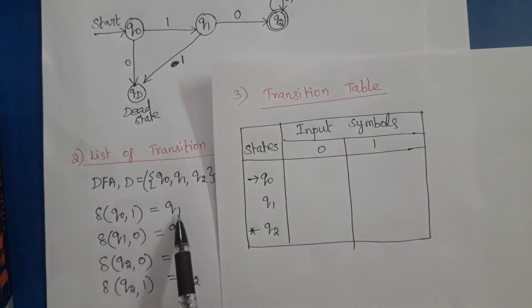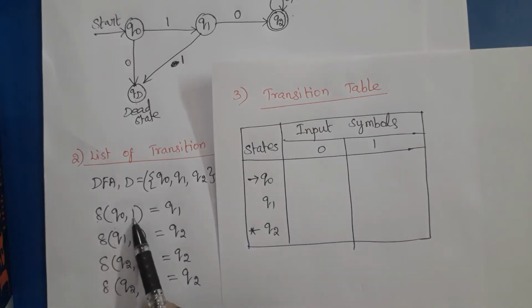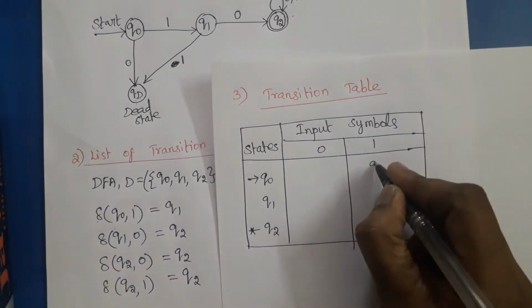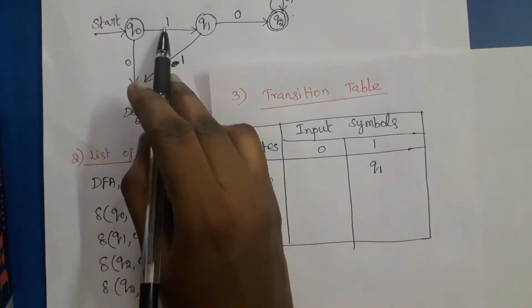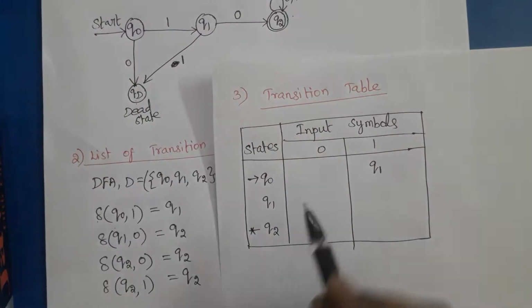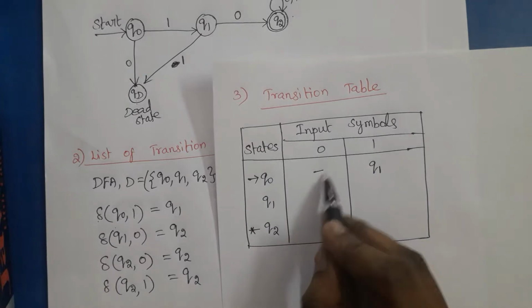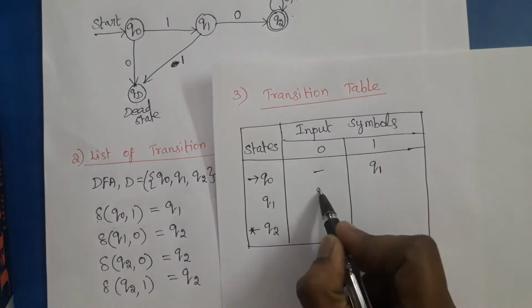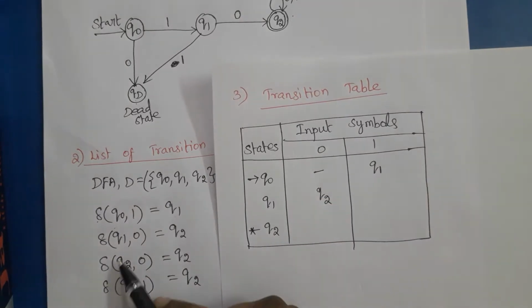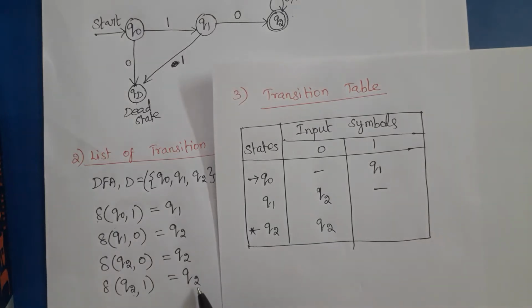So Q0 comma 1 is Q1 means for the row Q0 and the column 1, the next state Q1 should be listed here. There is no transition for 0, so we can put a hyphen over here, or you can write QD, the dead state. Then Q1 comma 0 is Q2. Q1 comma 1 is not a transition, so put a hyphen. Then Q2 comma 0 is Q2, and Q2 comma 1 is also Q2.